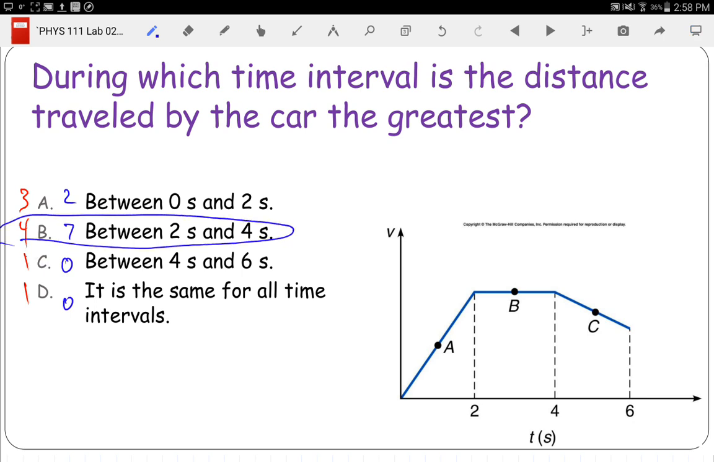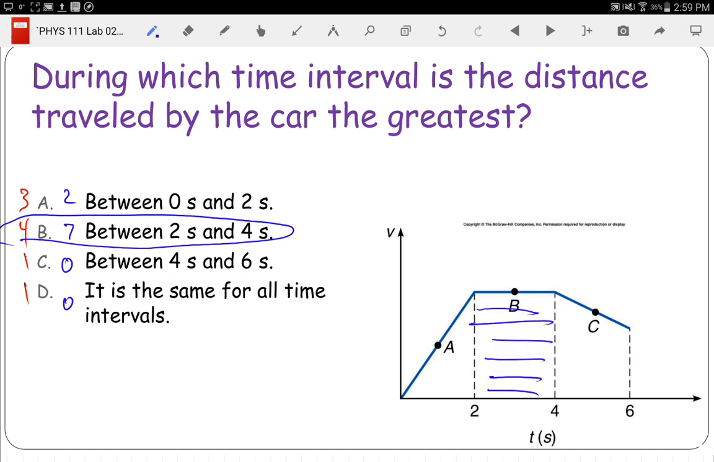I heard some good ideas. What I had said previously was the area under the curve tells you the distance. And so you look at the area in the triangle with A, the area in the rectangle with B, and the area in the trapezoid, or whatever we call that shape, with C. It's reasonably clear that this one here has the biggest area.